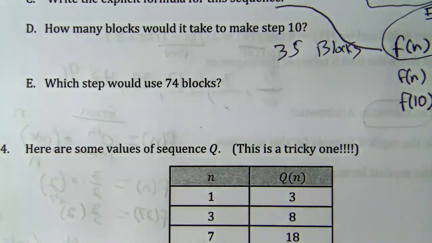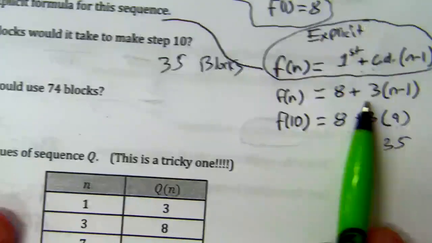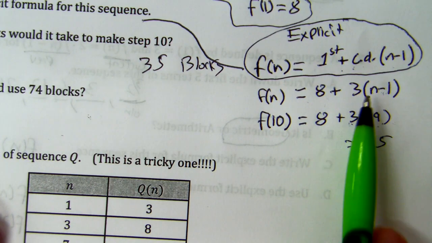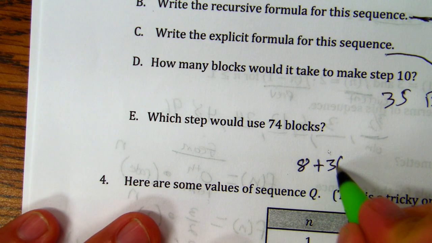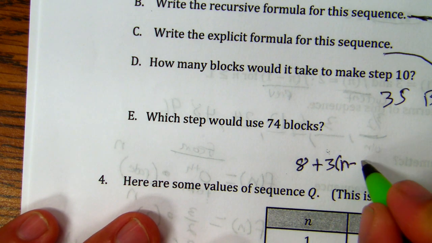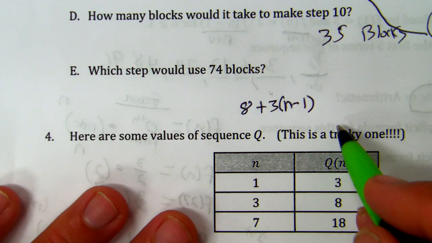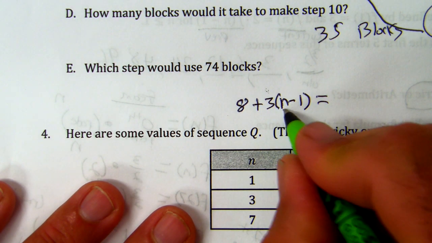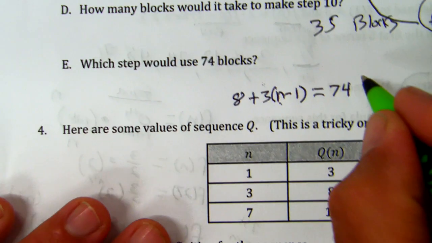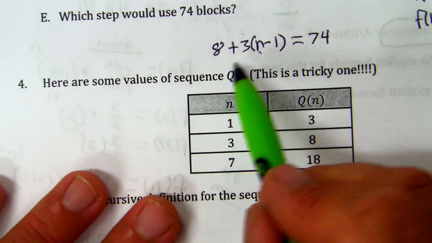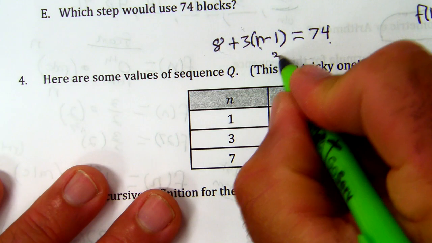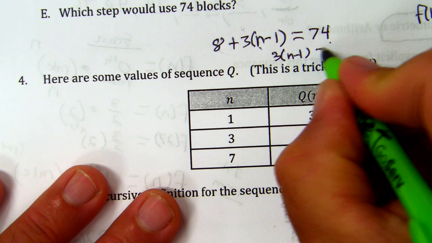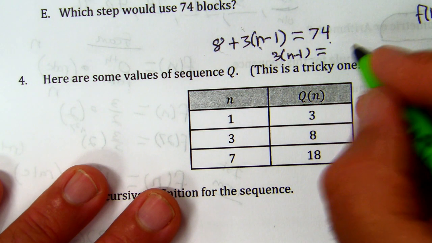Which step are you on if you're using 74 blocks? Well, I'm going to go back to my formula, which is right here. I'm going to write 8 plus 3 times n minus 1, and I want it to equal 74. I want to know what step to get 74 blocks. So now you have to do a little algebra. I'm going to subtract the 8 over. When I subtract the 8, I get 3 times n minus 1 equals 66.